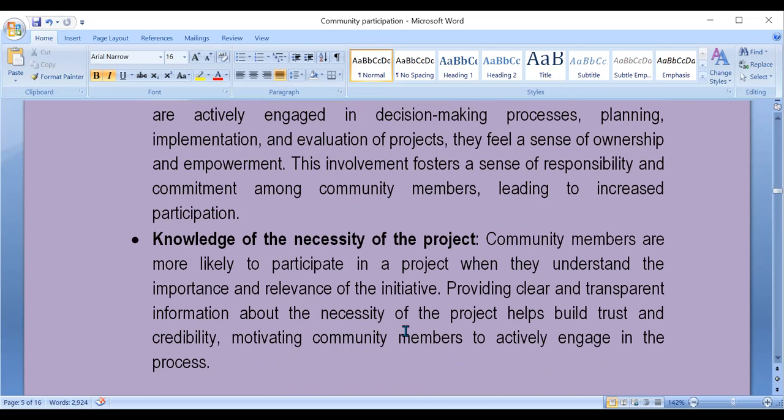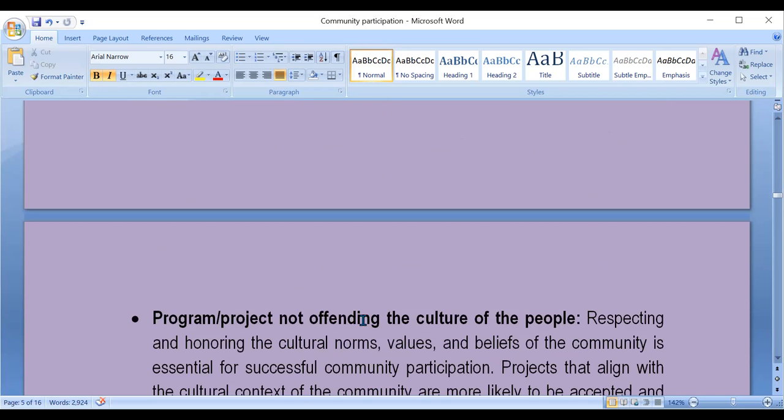The next is knowledge of the necessity of the project. Community members who have participated will understand the essence and importance of that project or program. They will know how the funds were spent, the transparency, the information, and trust is built. This will enhance their participation for further programs.